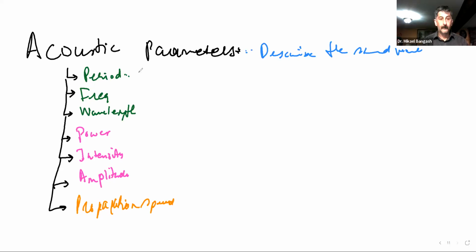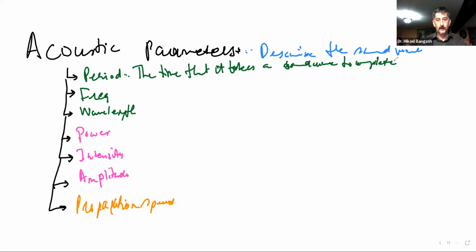Period is the time that it takes a sound wave to complete one cycle. If we take a sound wave or one cycle, the time that it takes to complete, that time is going to be known as a period. So if it took this cycle here 1 second to complete, then the sound here has a period of 1 second.